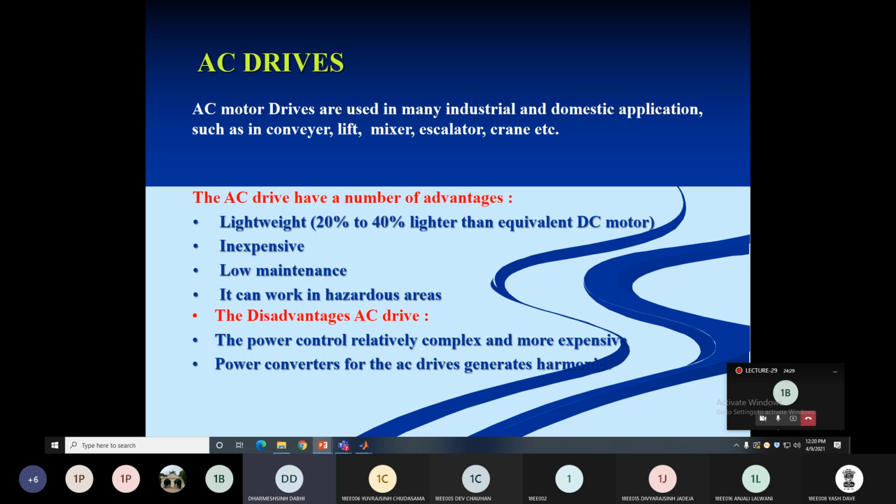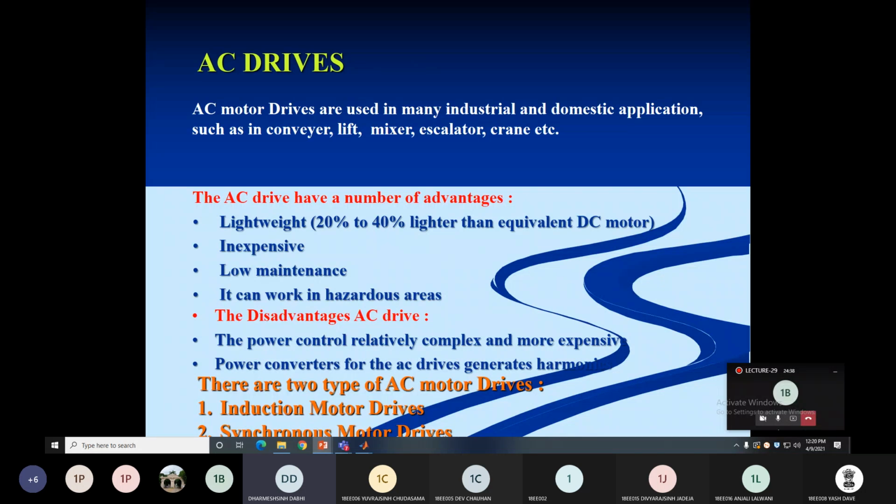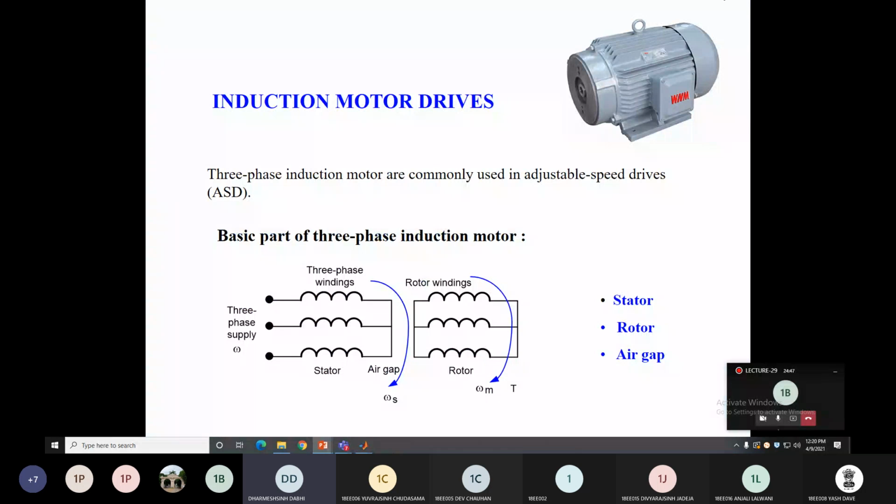So as we know, there are two types of AC motor which we use for AC drive. One is synchronous motor and another is induction motor drives. In the induction motor again there are two categories: one is squirrel cage induction motor and the other is wound rotor induction motor. So let's just understand the basic overview.